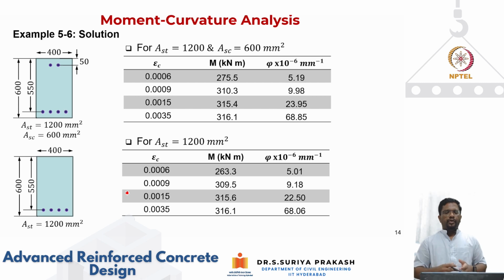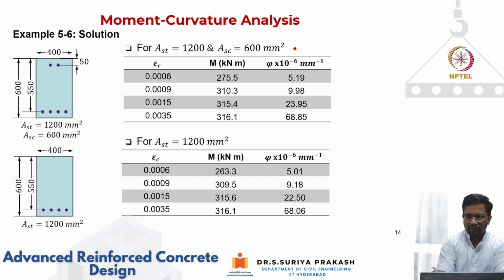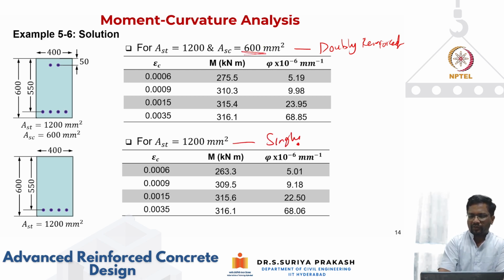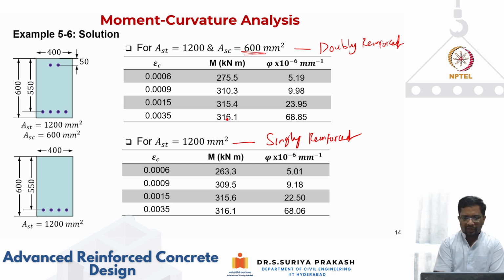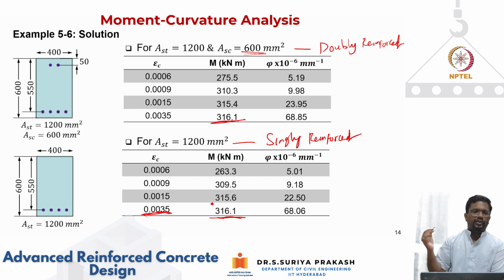So if you summarize these calculations for different values of epsilon c, this is for your doubly reinforced section. I have compression steel, of course I am putting a very small steel, and this is your singly reinforced section. So you see here, the moment capacity when concrete reaches a strain of 0.0035 is 316 here. Here also 316. Absolutely, there is no change.